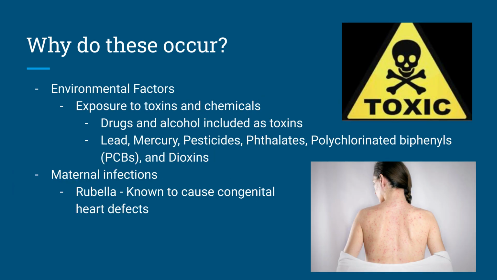Environmental factors, both internal and external to the mother, have been known to be contributing factors of congenital abnormalities. Some examples of these are when mothers are exposed to toxins such as drugs and alcohol, and chemicals like lead, mercury, pesticides, and dioxins. Some internal conditions are when mothers have an infection. The rubella virus, for example, has been known to cause congenital heart defects.